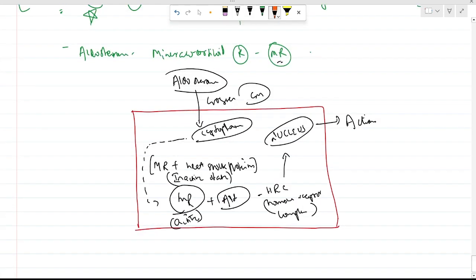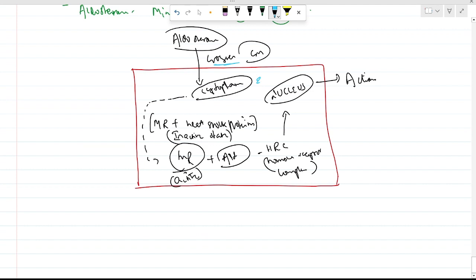Aldosterone comes to its cell on which it will act, crosses the cell membrane and goes to the cytoplasm. The cytoplasm, we have seen, has mineralocorticoid receptors, but unfortunately they are combined with heat shock proteins, so it's an inactive state. So what this aldosterone does, it goes and combines with the mineralocorticoid receptor and makes it active.